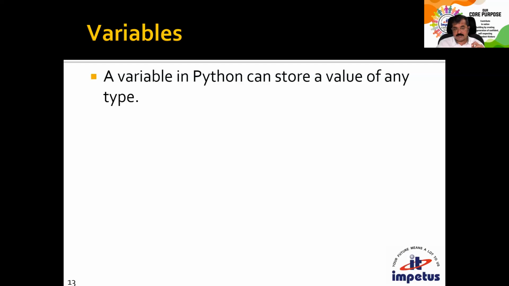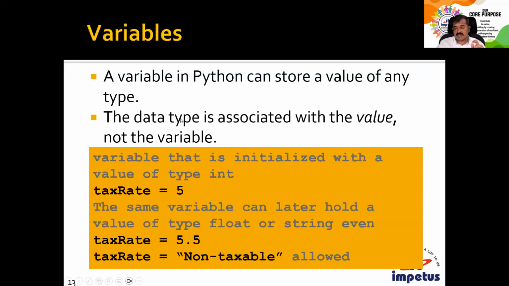So that's what we are seeing. Variable in Python can also store a value of any type. Oh, that's something which is making Python a dynamic language. It has dynamic data types. How? Tax rate का initial value 5 था, तो उसका type integer है. I store 5.5, that becomes float. Or I say non-taxable, that becomes a string.